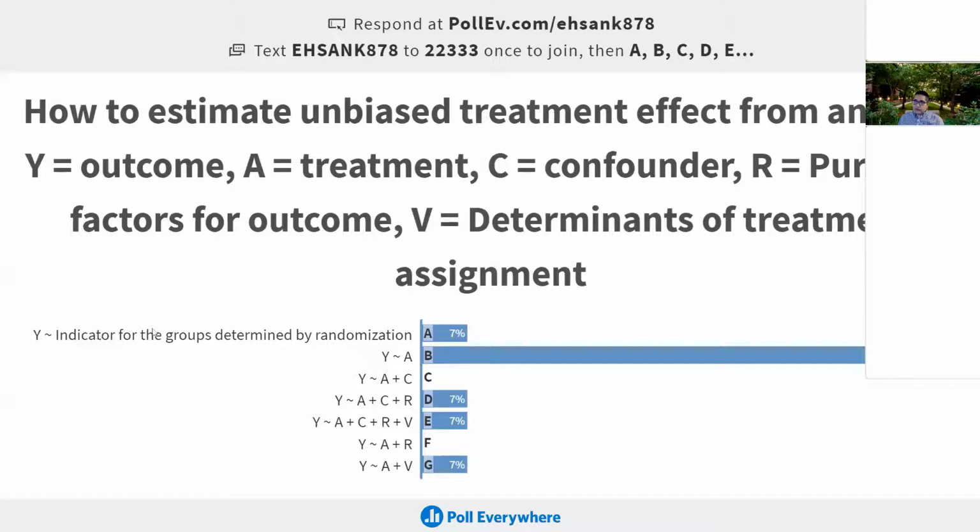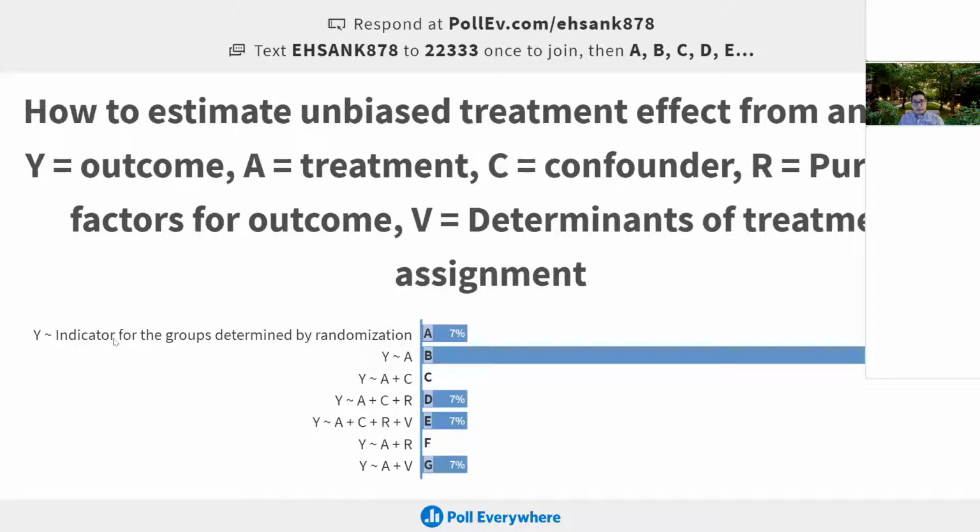So there was one student who said that if you just fit a regression where Y is the outcome and the indicator of the group determined by randomization is the variable that you need to adjust to get the unbiased treatment effect. So when you are doing your randomization, you are essentially trying to determine who goes into the treated group and who goes in the control group, right? And this indicator is basically saying who goes into the treated group and who goes into the control group.